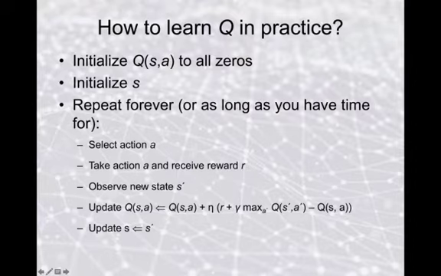If we go back to this repeat forever sequence, I take an action, I observe a new state. How do I take this action? What am I basing this on? So there are two general approaches.